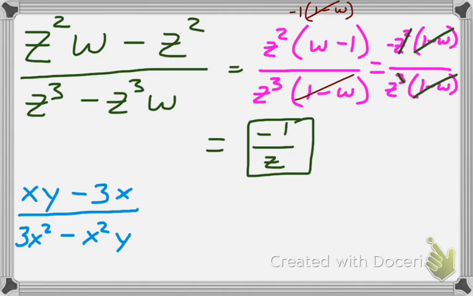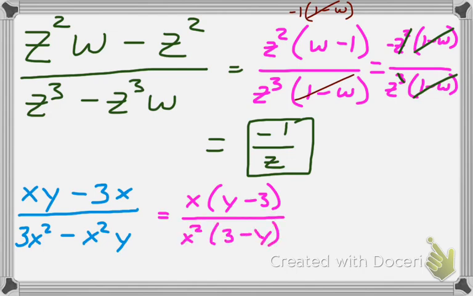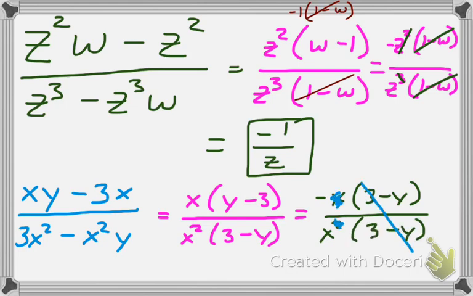Let's try another one. You do this one. What you should have done on top is factor out an x. On the bottom, factor out an x squared. Notice that the y minus 3 and the 3 minus y, in essence, are negative 1. One of the x's will cross out of the top and the bottom, leaving you with negative 1 over x. Is it always negative 1 over one of the letters? No. It's just that we got the same type of answer twice.